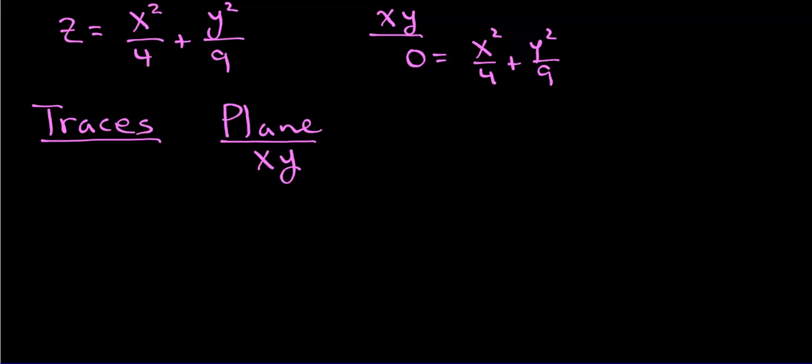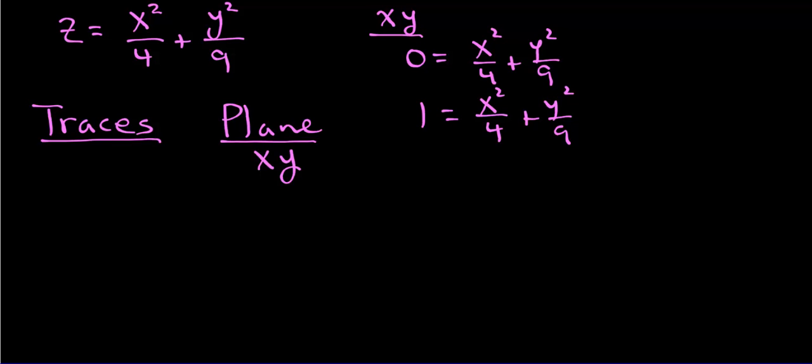Well, that's just a point. So you're looking at a point, the origin, right? Now, let's suppose we let z be 1. Well, if z is 1, you can see what happens here. You've got an ellipse. So at z equals 1, parallel to this xy plane, you've got an ellipse.